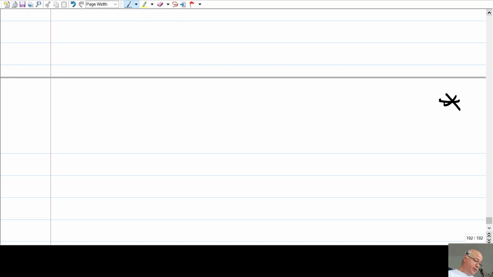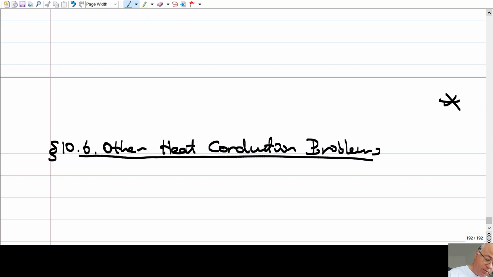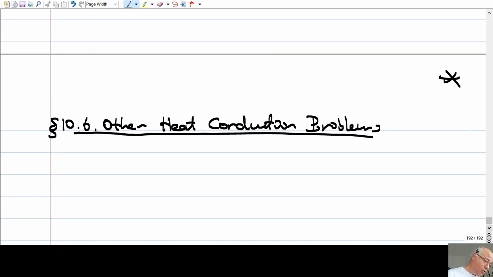Okay, so let's start with so-called 10.6, other heat conduction problems. We will consider two different kinds of problems. One of them is non-homogeneous boundary conditions.